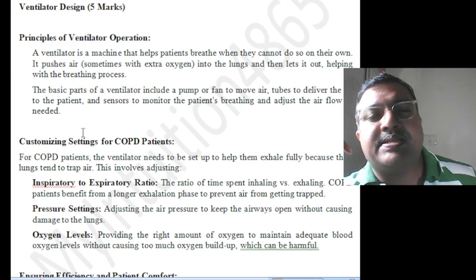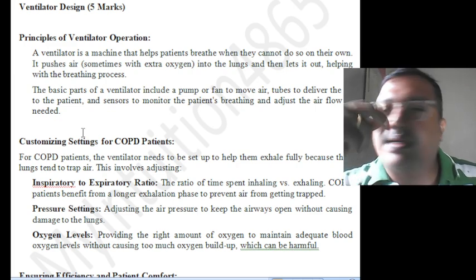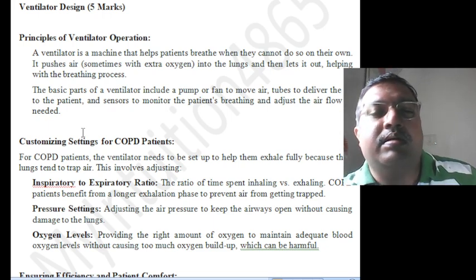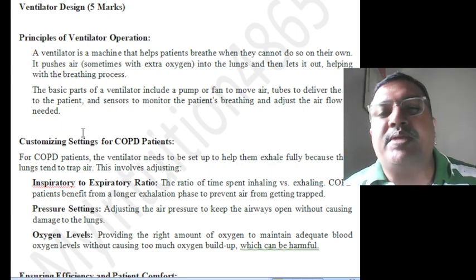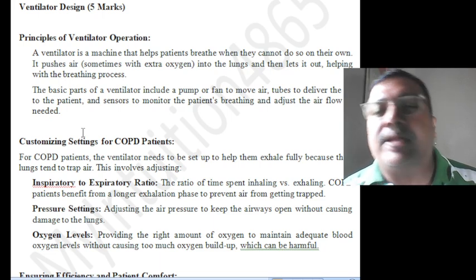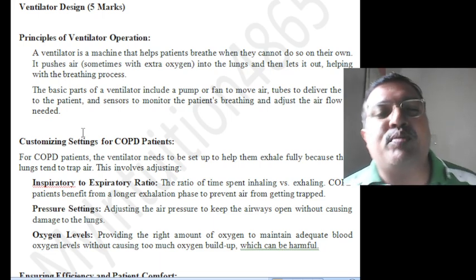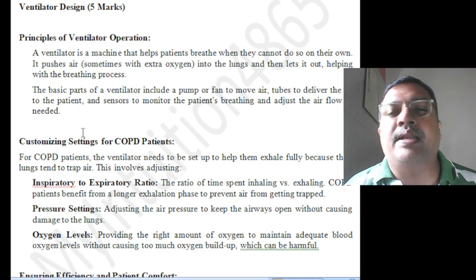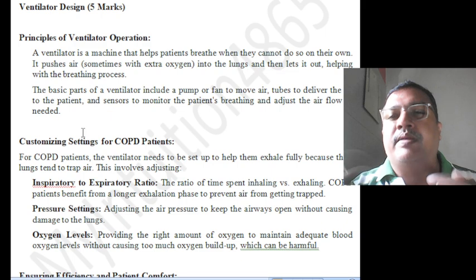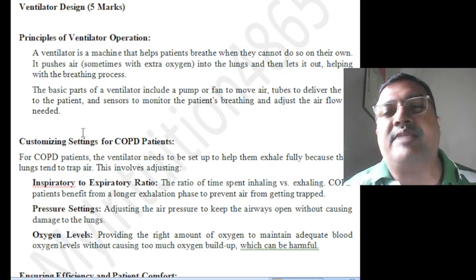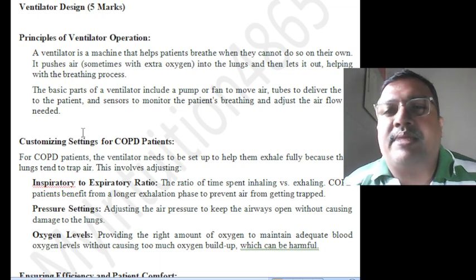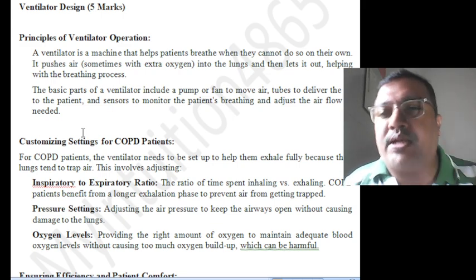So a ventilator is a machine that you have seen in hospitals, connected to a patient who is not able to breathe properly. That machine helps the patient to breathe when they cannot do so on their own. The ventilator pushes extra air containing oxygen into the lungs and then lets it out, so that gas exchange of oxygen and carbon dioxide takes place automatically. That is called the breathing process. They're just taking air inside and pushing it outside.